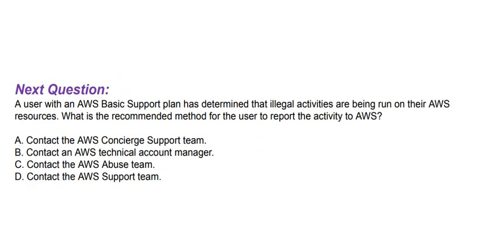Next question is, a user with an AWS basic support plan has determined that illegal activities are being run on their AWS resources. What is the recommended method for the user to report the activity to AWS? Option A, contact the AWS Concierge support team. Option B, contact an AWS technical account manager. Option C, contact the AWS abuse team. And option D, contact the AWS support team. The correct answer is option C.